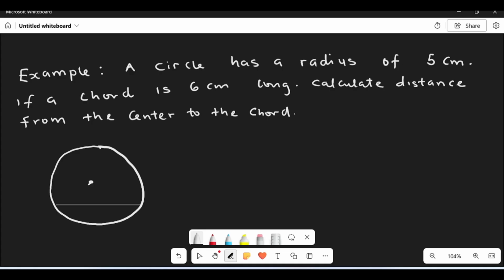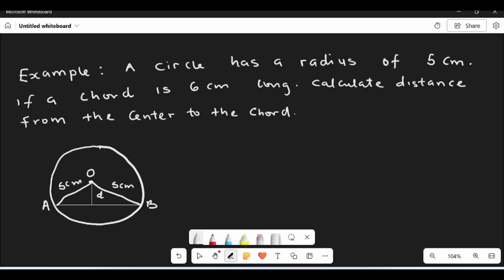From the center to this point is our radius. From the center also to this point is our radius. And the radius is given to be 5 cm. Here also is 5 cm. The question asks us to find a distance from this center to this chord. Let us label the distance D. Let us label this point A, this point B, and this point O.